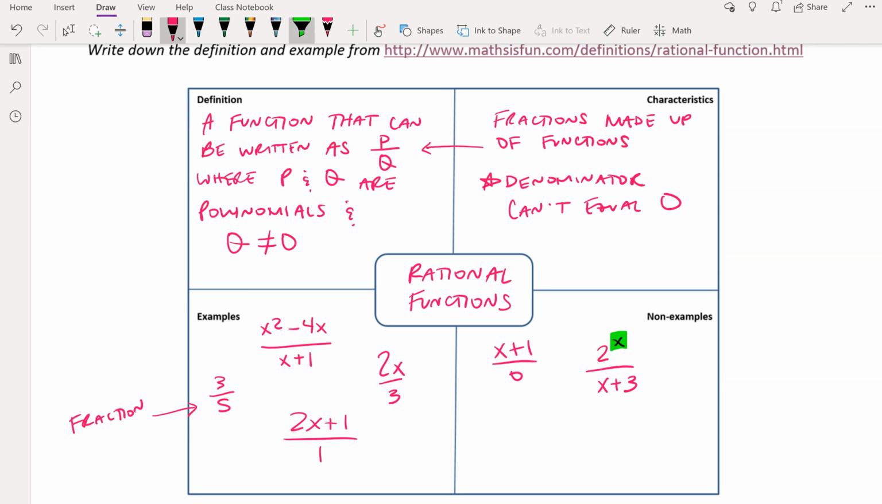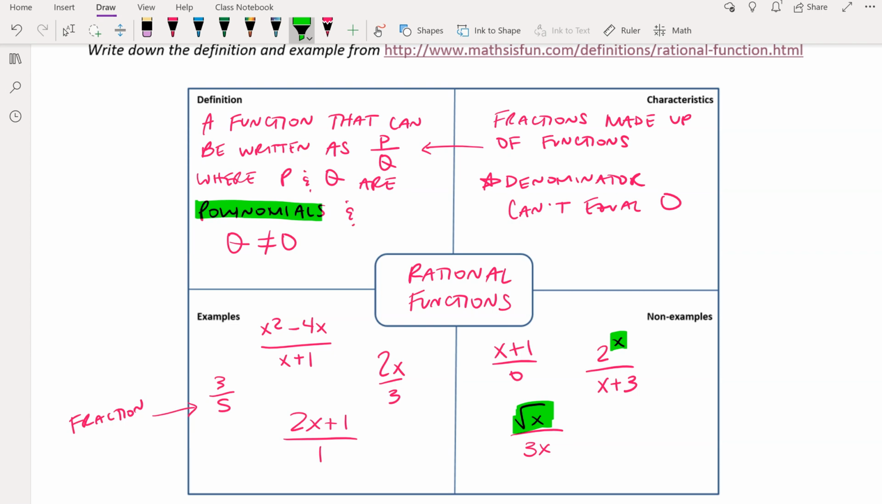Remember, rational functions must be made up of polynomials or like numbers. But 2 to the x, that's actually an exponential function. We'll learn about those later. All right, and then lastly, square root of x over 3x. That's not a rational function. Why? Because square root of x is not a polynomial. Again, that is a radical, and we will talk about those next unit.